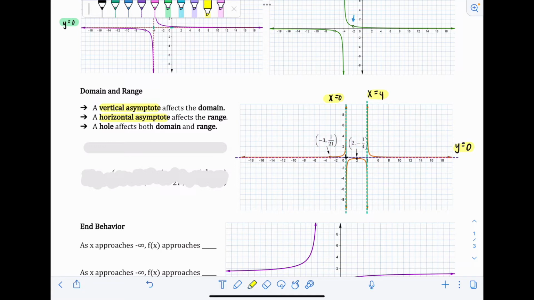Okay, and I mentioned this before, but a hole is going to impact domain and range because, like I said, it's just a hole in the graph. We can't touch it. And if it's a hole, it's an exact point, like an x coordinate and a y coordinate: an x coordinate that can't be a part of the domain, and a y coordinate that can't be a part of the range. So it impacts both there.